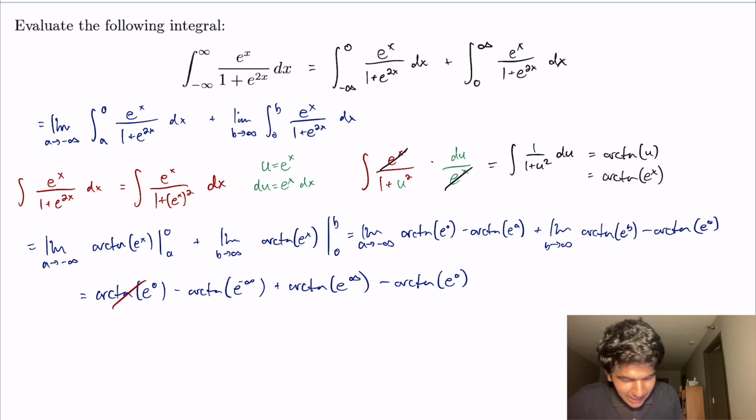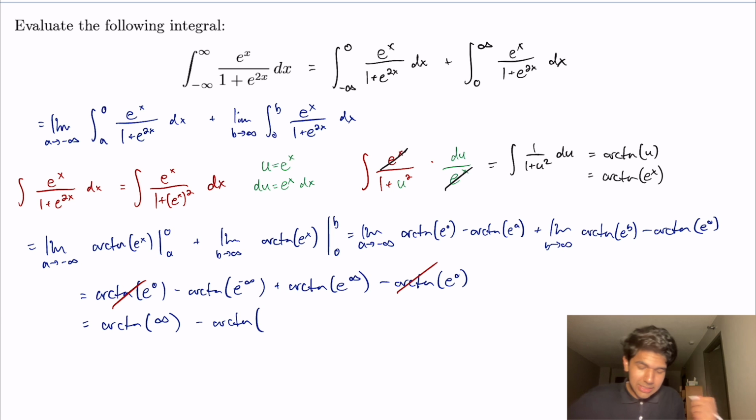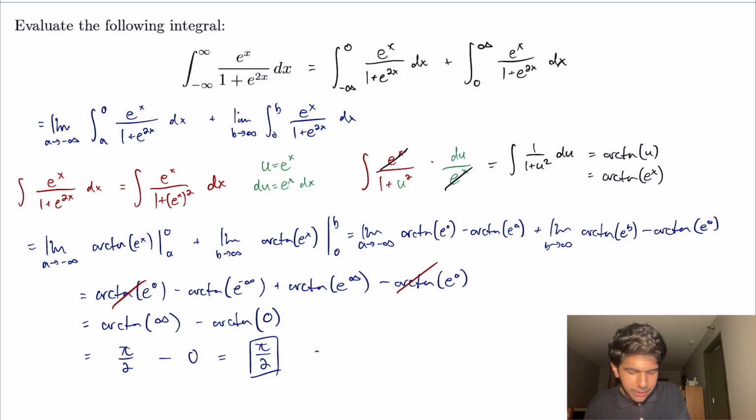We see the first and last terms cancel. So we're just left with arctangent of e to the infinity, which is basically just infinity, minus arctangent of e to the negative infinity, which is 1 over e to the infinity, which would be equal to 0. Okay, so now solving for this, arctangent of infinity we've solved for earlier in this video, that's equal to pi over 2. And then arctangent of 0 is going to be equal to 0. So our final answer is pi over 2, and we can say that the integral converges.